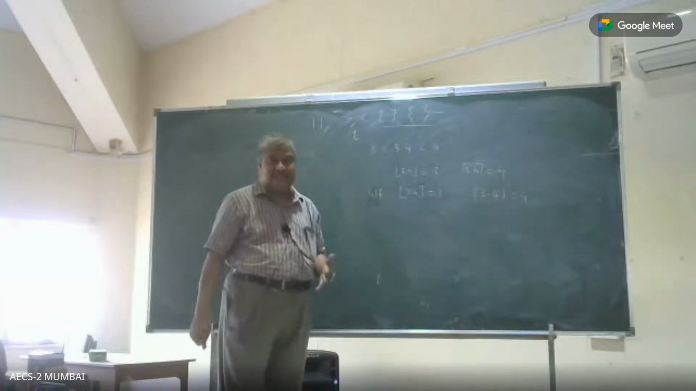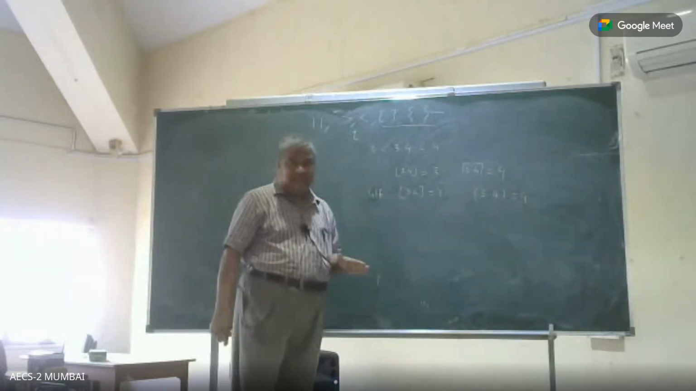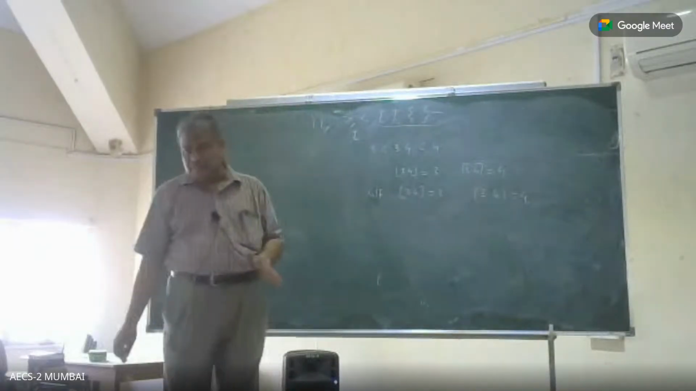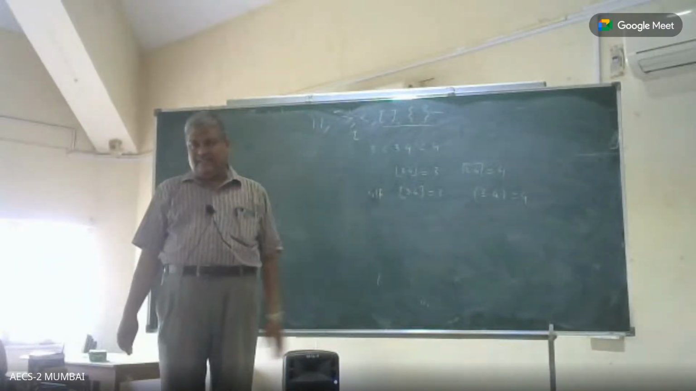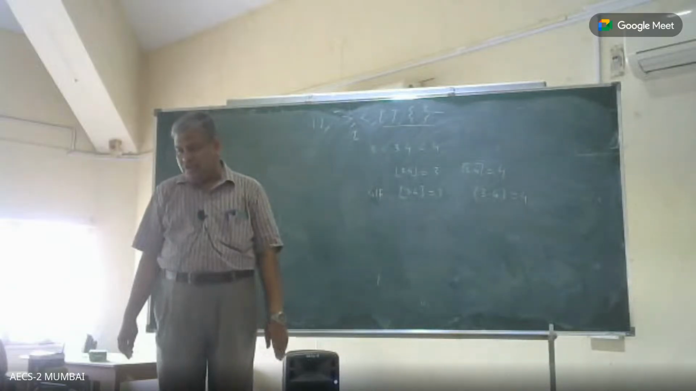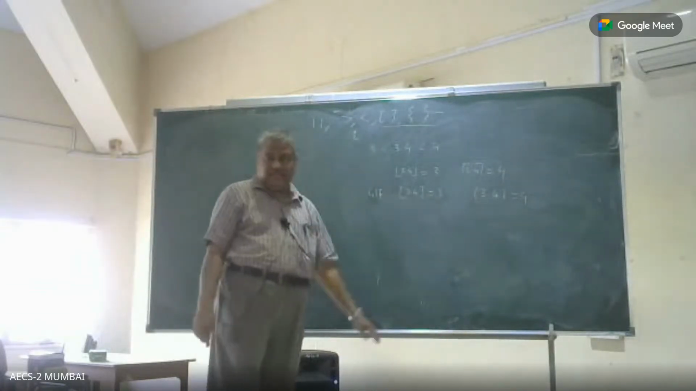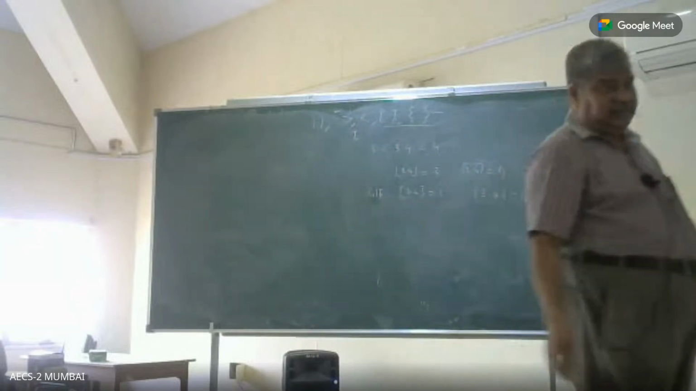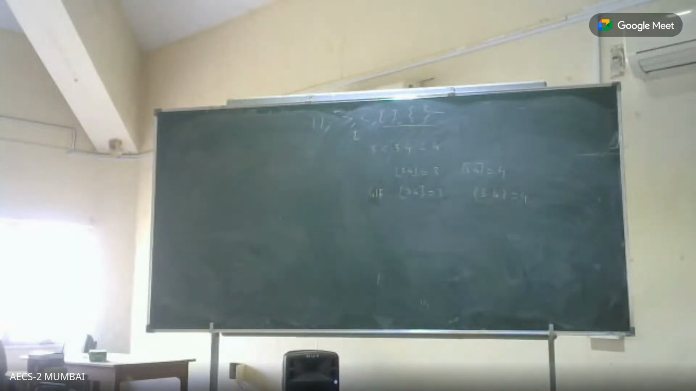So what is the greatest integer part of something? It is the greatest integer which is less than or equal to your number. So what is it? 3. And this is the least integer which is greater than or equal to your number. So floor and ceiling.